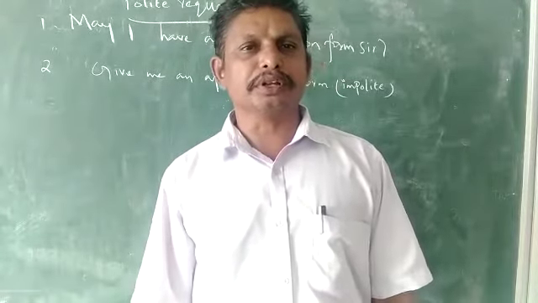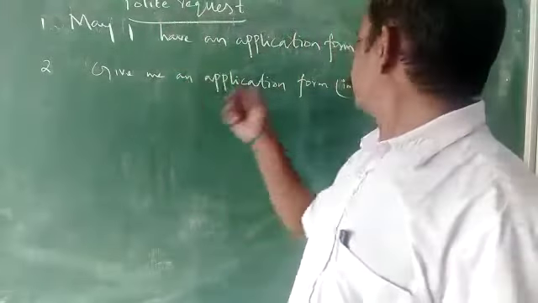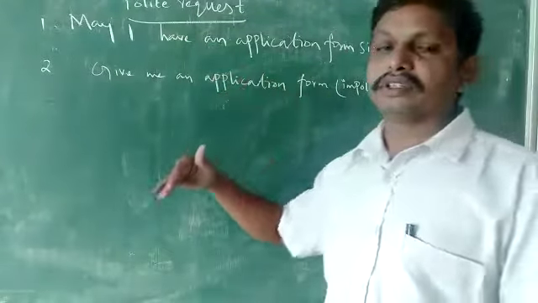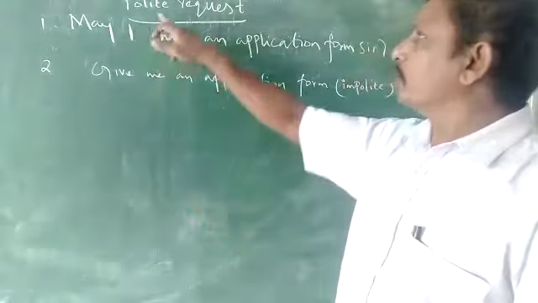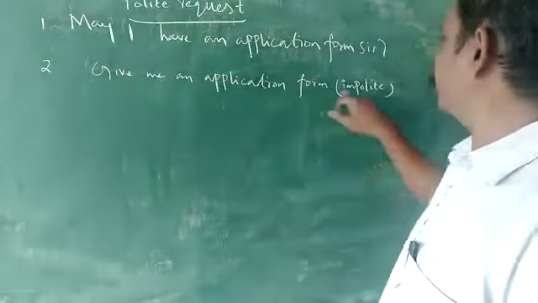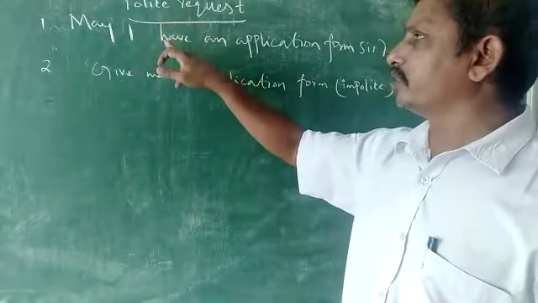Polite order or impolite order. So, polite request or impolite. There are two ways of expressing something. Polite request. The first one is, may I have an application form, sir? Give me an application form. The first one is polite request or polite order.